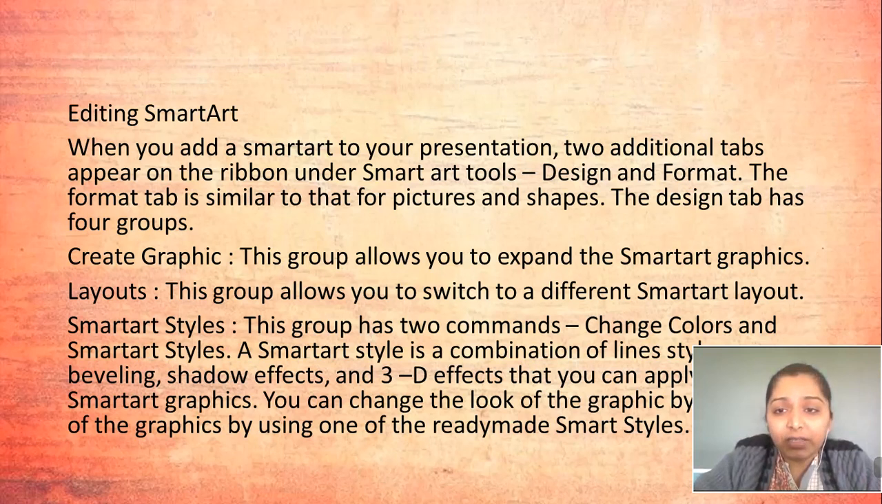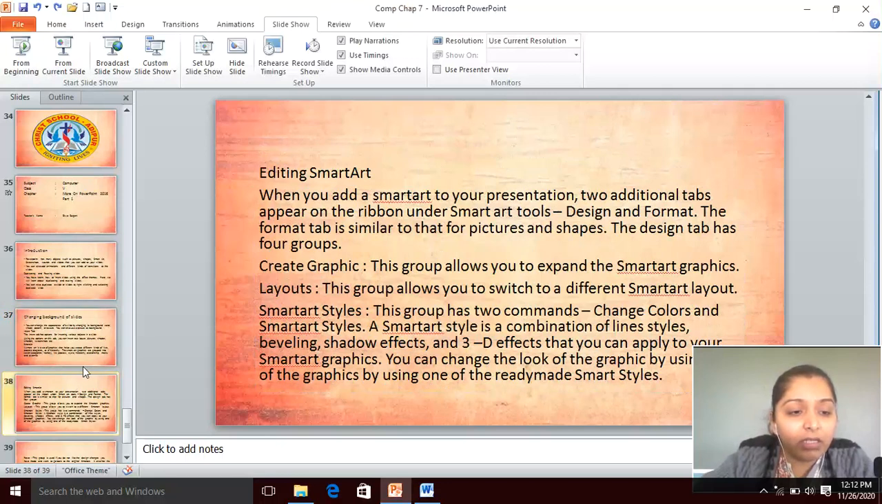Now in editing smart art, when you add a smart art to a presentation, 2 additional tabs appear on the ribbon under smart art tools, that is design and format. 2 tabs appear, which ones? Design and format. The format tab is similar to that for pictures and shapes, and the design tab has 4 groups: create graphic, layout, smart art styles, and one more, that is colors. We will see in practical what we have.